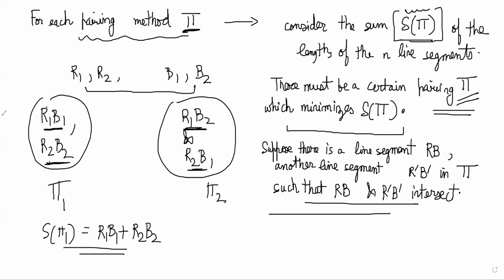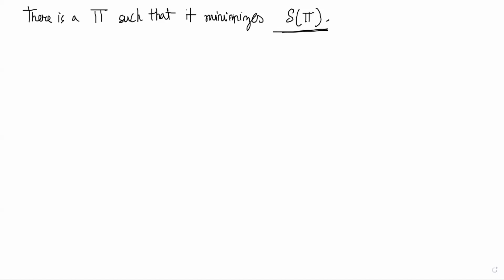So what are we saying? Be very careful here. We are saying that there is a pi such that it minimizes this S of pi. So the sum of the lengths of the line segments in this pairing is minimum.